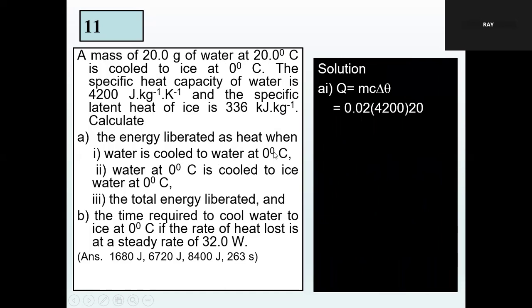So water cooled to water at 0 degrees Celsius, you use specific capacity, change the mass to kilogram, use specific capacity of water, and the drop in temperature. 1680. Correct answer. And now water at 0 degrees changing to ice at 0 degrees Celsius, latent heat of fusion, mass times latent heat L. Always write the equation down. Don't just write numbers. Just in case you calculate wrongly, at least you get a mark for your equation. And for your total, you add the two energies.